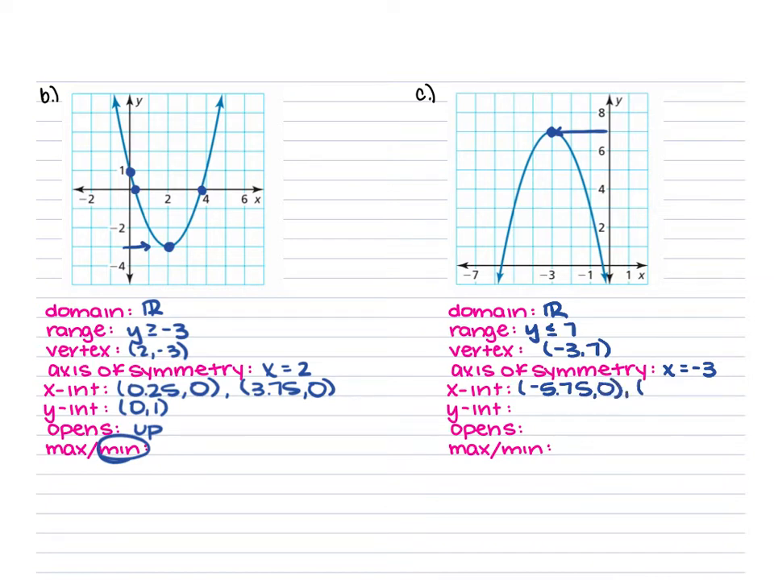and -0.25, 0. Your y-intercept, you don't see one here. It will go through the y-axis eventually, so we're not going to worry about that one for right now. It's not none because it will cross over that y-axis. We're just not going to worry about putting that down because we don't know exactly where it goes through the y-axis. This parabola opens down, so we have a maximum value.